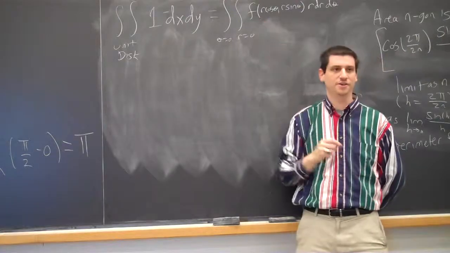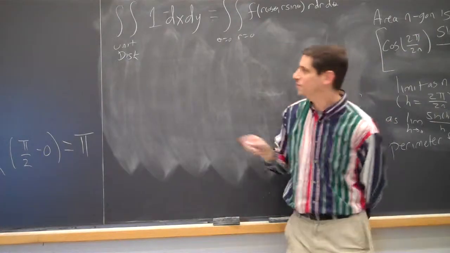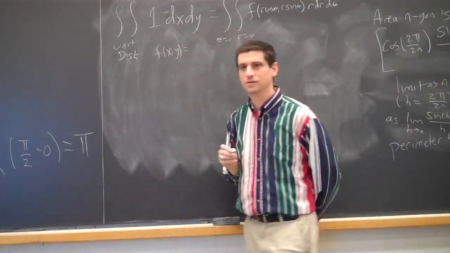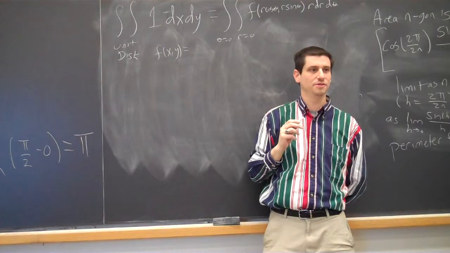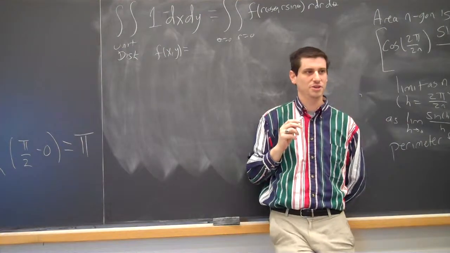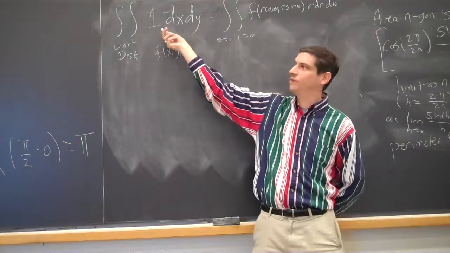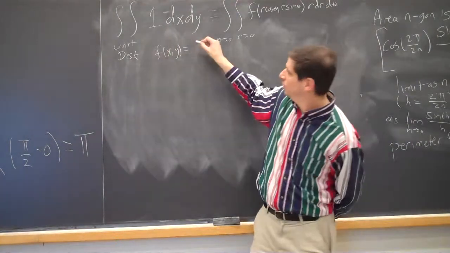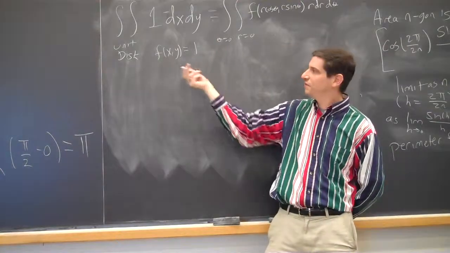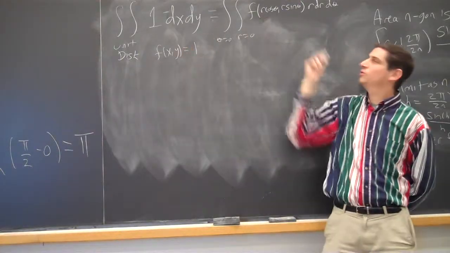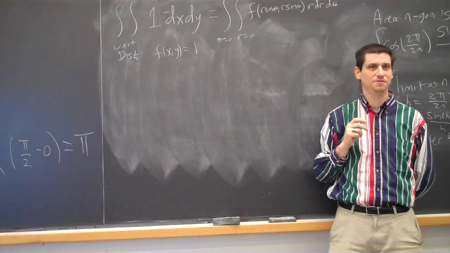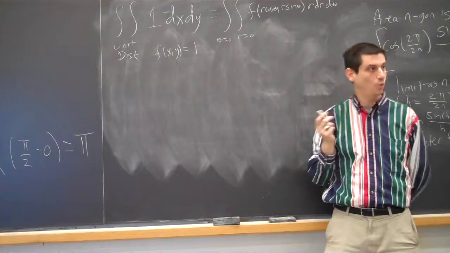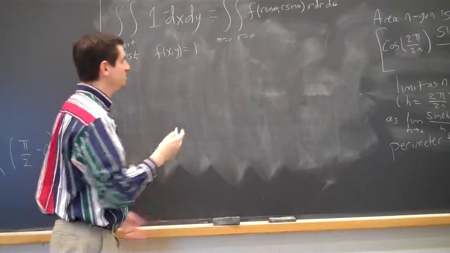What's the function f here? My function f of x, y is what? What's my function f of x, y? Circle. I'm sorry? It's a circle. Well, I'm asking, what function am I integrating? 1. My function's identically 1. So what is my function if instead of x and y I put in r cosine theta and r sine theta? What do I get? 1. Right? It's still a very nice function.